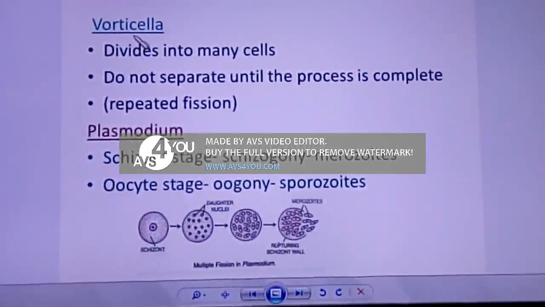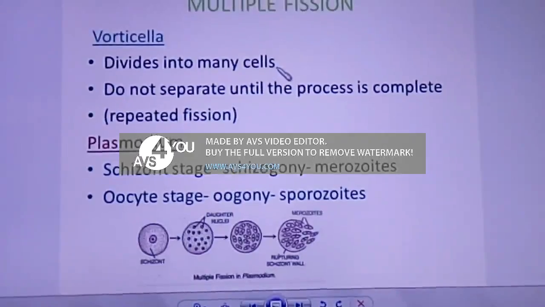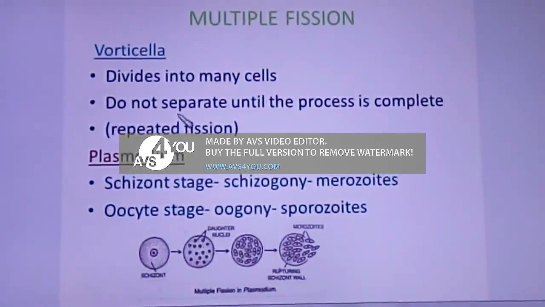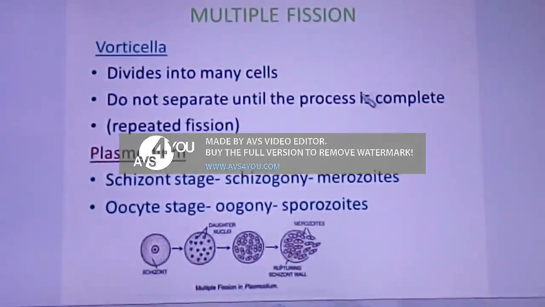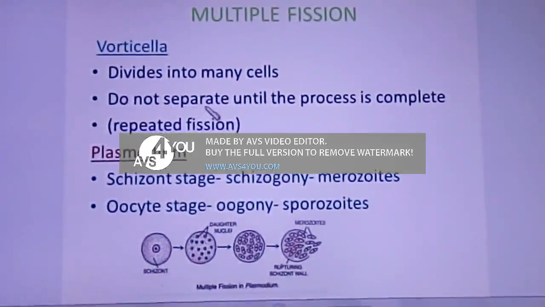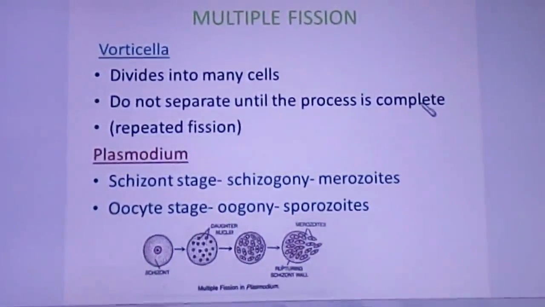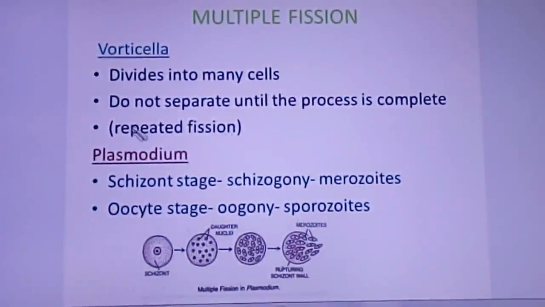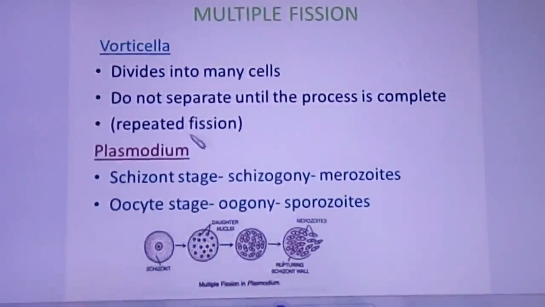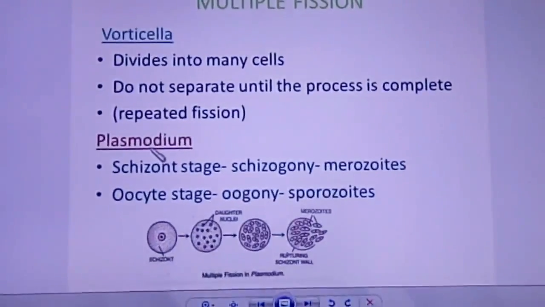In Vorticella, if you see, it divides into many cells. Until the process is completed, the individuals remain in the parent body itself. It does not separate until the process is complete. That is why it is called repeated fission. Next, if you see Plasmodium.